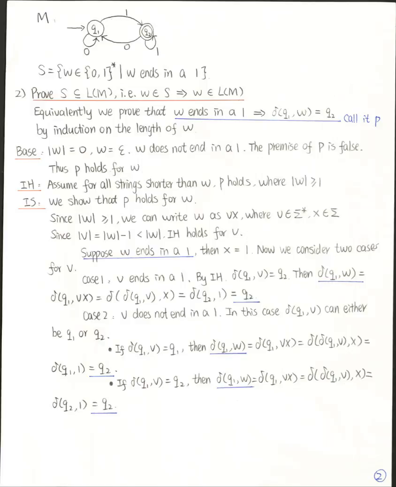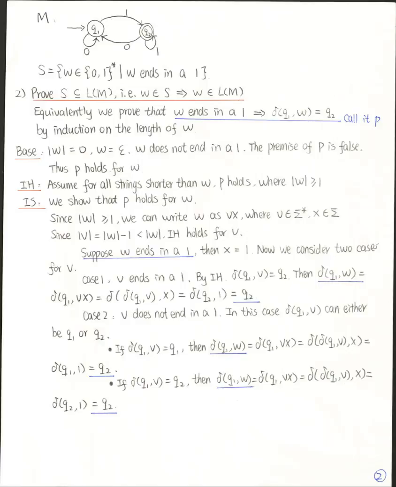Now let's consider another case. V does not end in a 1. In this case, the machine can either end in Q1 or Q2 after reading this V. Because in this case, the premise is false for V. V does not end in a 1. So we don't know if the conclusion is true or false for V. So we analyze both situations.